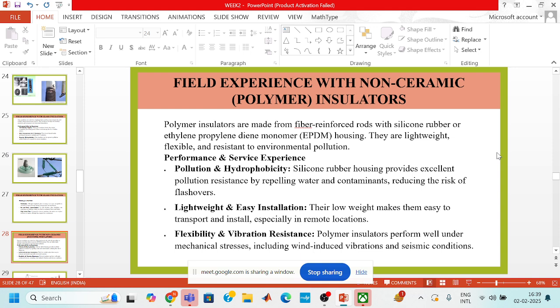Third is flexibility and vibration resistance. As we know, polymer insulators perform very well under mechanical stresses, including wind induced vibrations and seismic conditions. So these are the properties of polymer insulators.